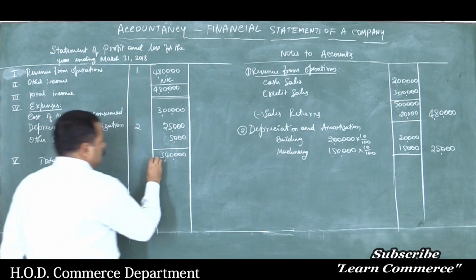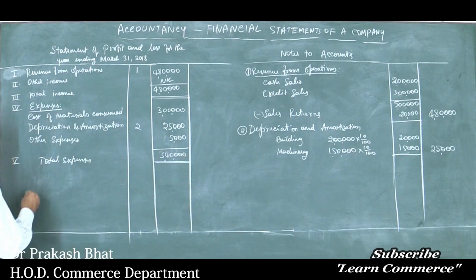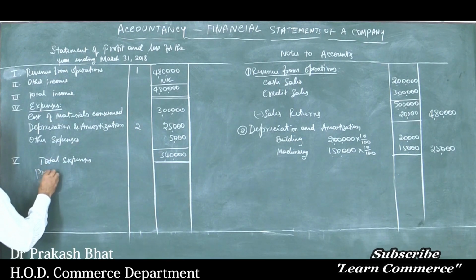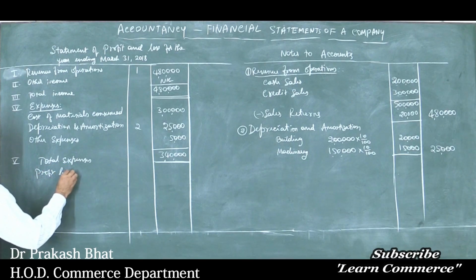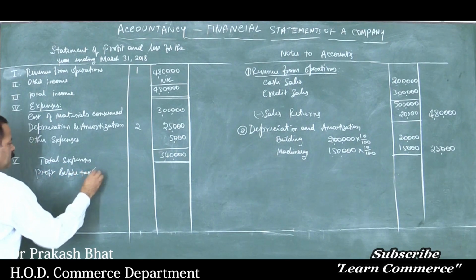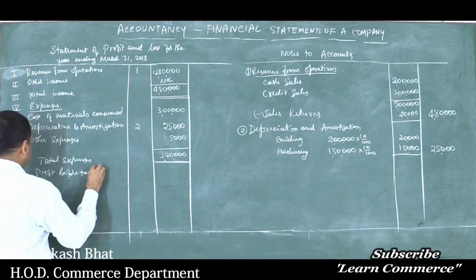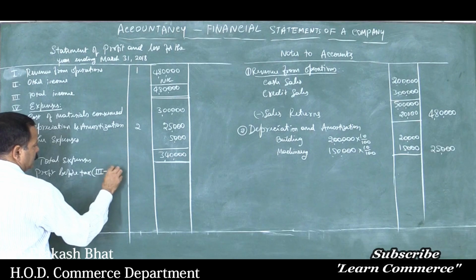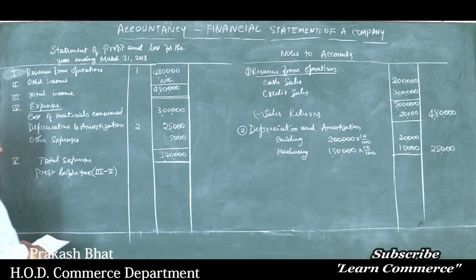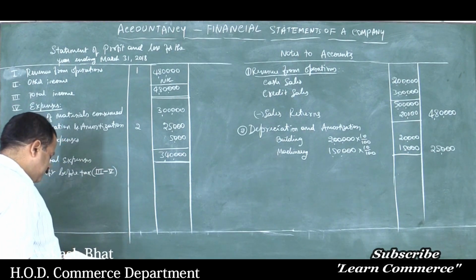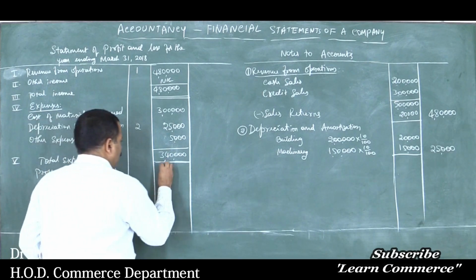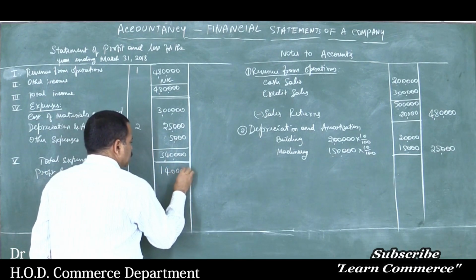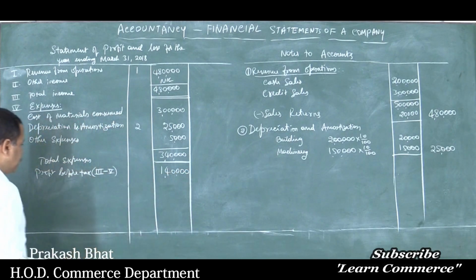Now, how to arrive at profit before tax? Profit before tax, that is PBT, correct? So we have to deduct 5 from 3, correct? What's the difference? The difference is 1,40,000. That's all. That is PBT.